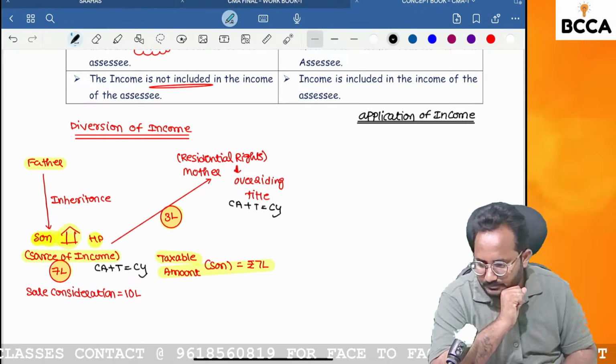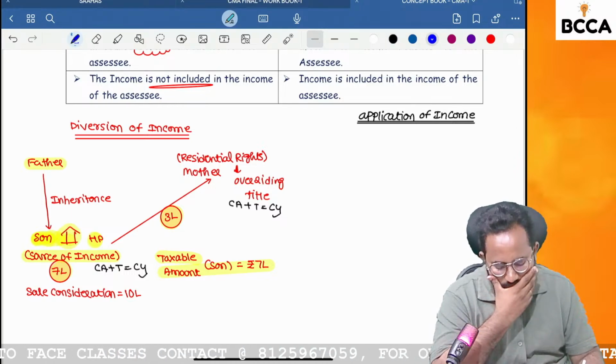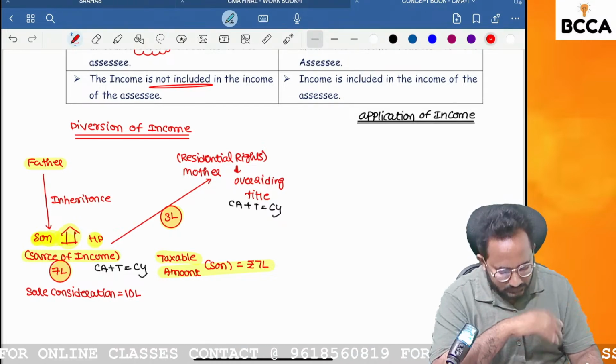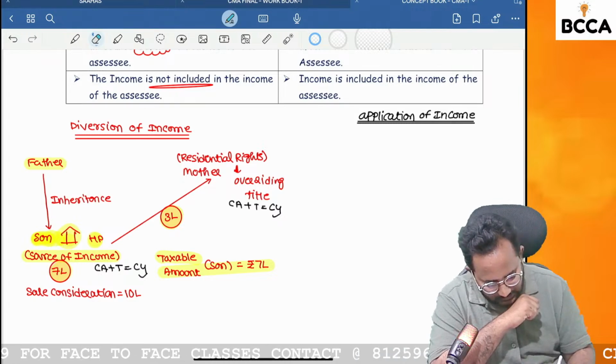Obligation of income. Okay, I want to change the color.